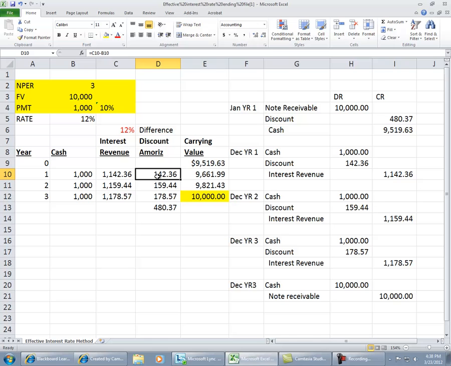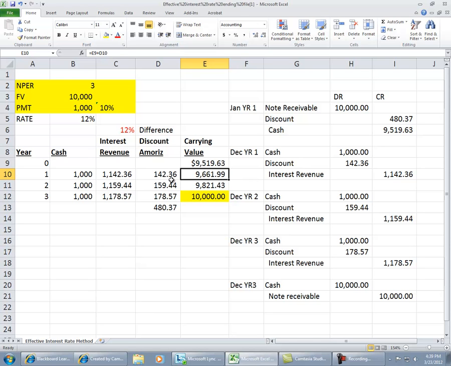This column represents the difference between the interest revenue and the cash, which is the discount amortization. We take that discount amortization and we add it to the preceding carrying value because we're trying to arrive at $10,000. So we repeat that process for the next 2 periods.